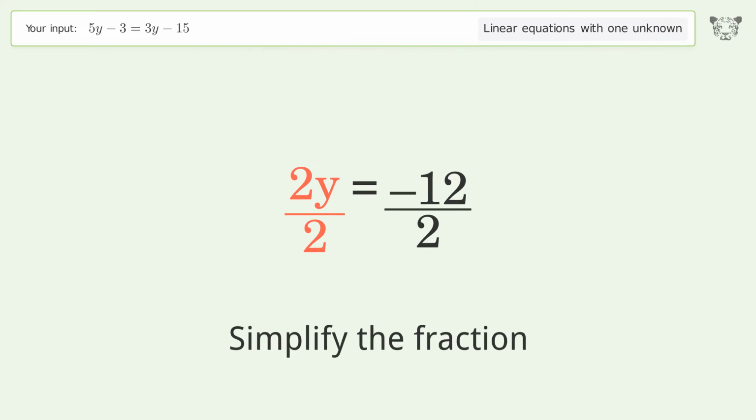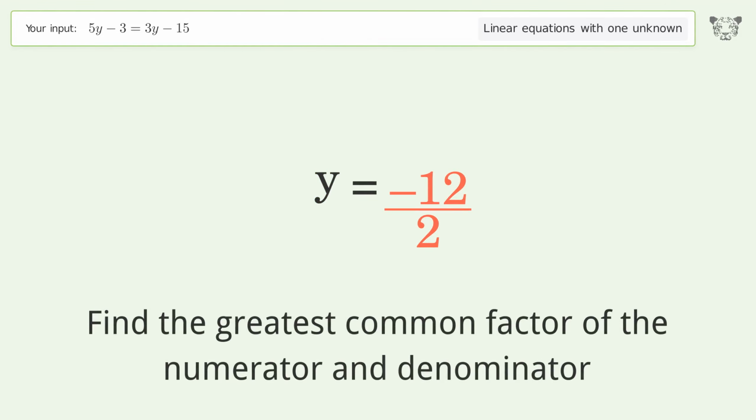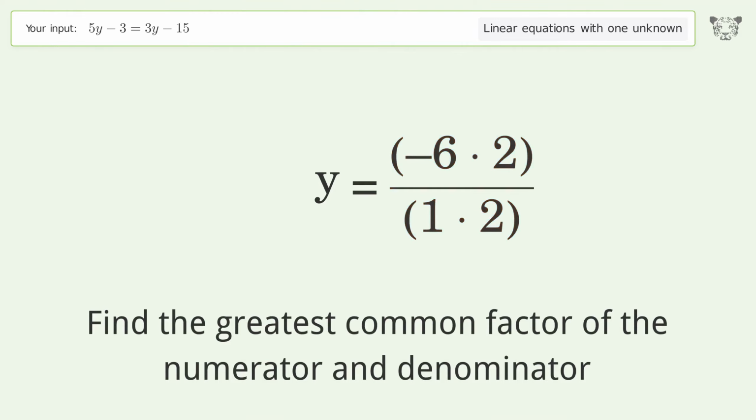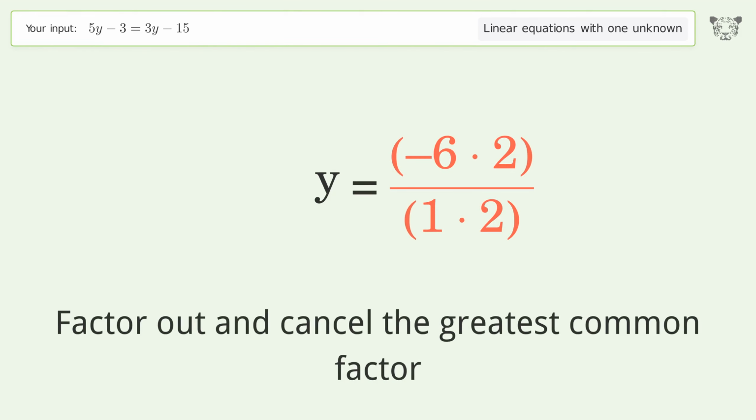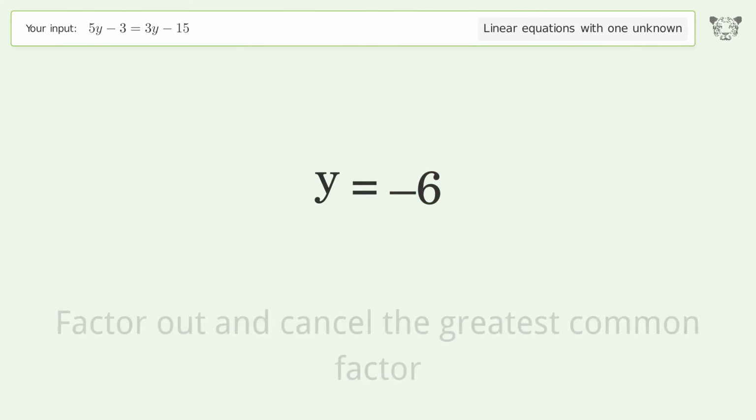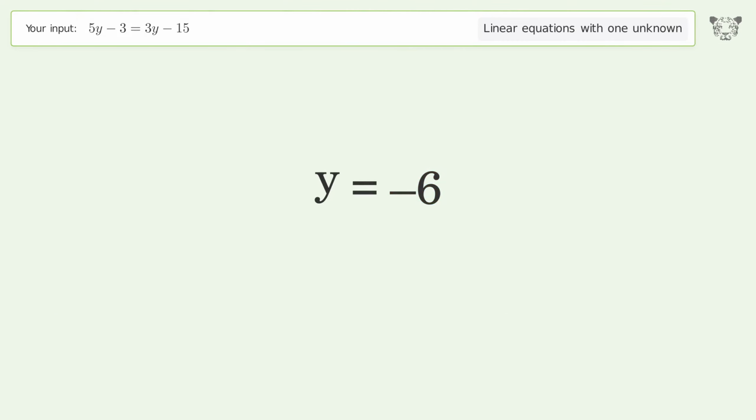Simplify the fraction. Find the greatest common factor of the numerator and denominator. Factor out and cancel the greatest common factor. And so the final result is y equals -6.